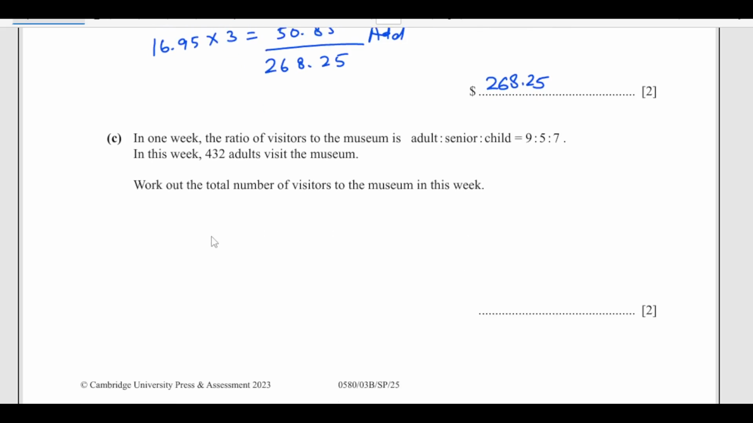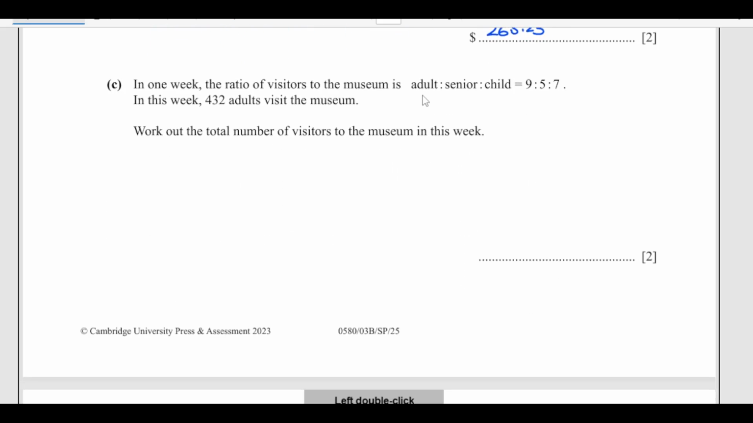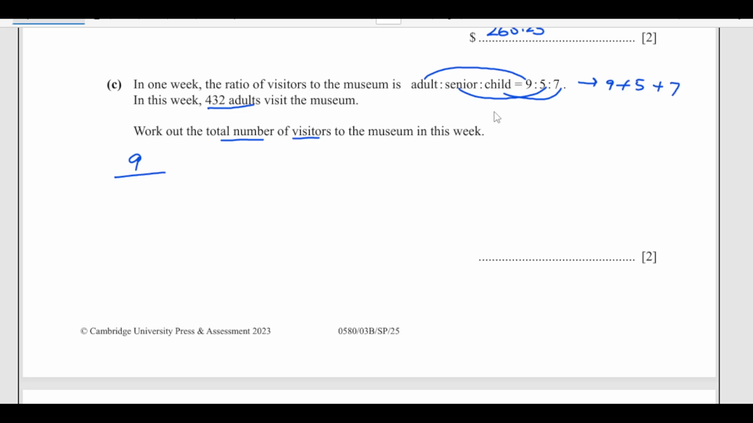Now in one week, the ratio of visitors to the museum for adult, senior and child is this. This week, 432 adults visit the museum. Work out the total number of visitors to the museum this week. Adult is 9, senior is 5 and child is 7. So 9 adults out of how many? If you add them together, the total is 9 plus 5 plus 7, 21.